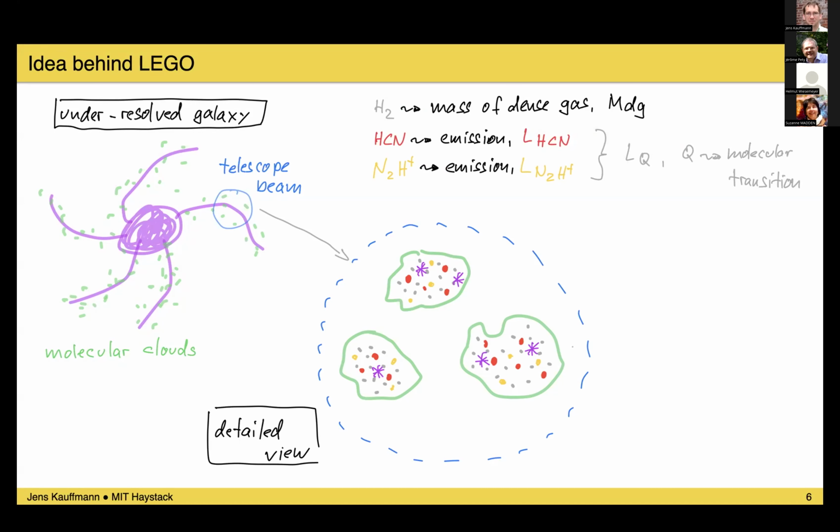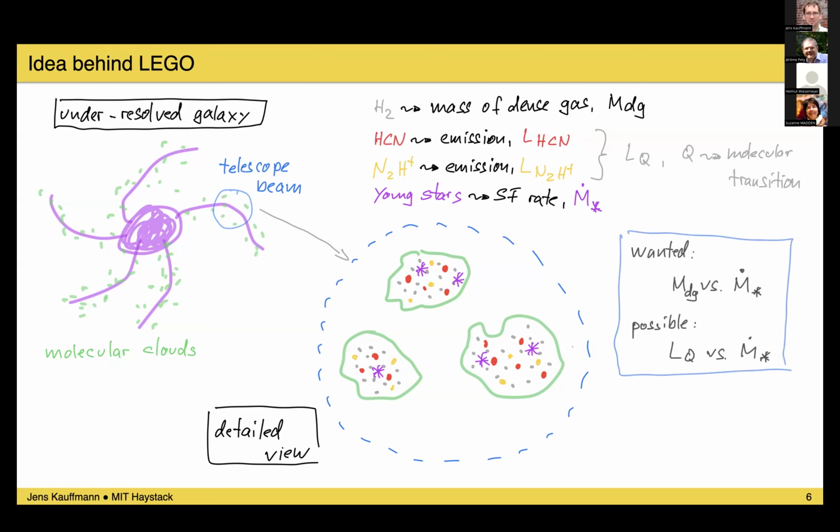As I show here in gray, we are essentially trying to measure line luminosities in several molecular emission lines in nearby galaxies. And of course, we also have young stars. And if you count the number of young stars, that tells you something about the star formation rate. What we really want to have, or what the extragalactic community arguably is really after at the moment, is to understand the relationship between the mass of dense gas and the star formation rate.